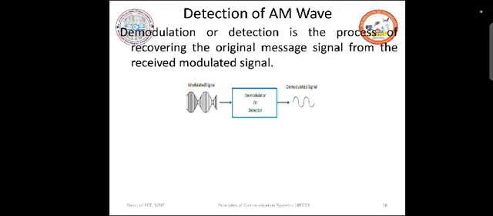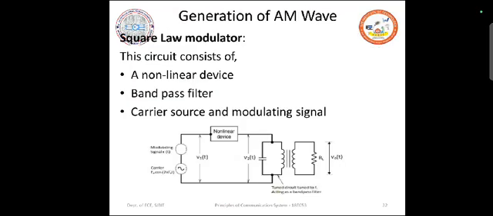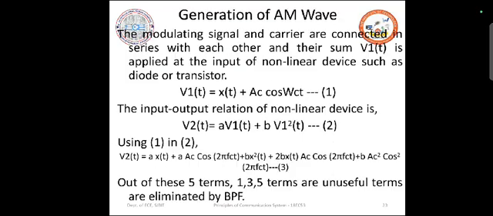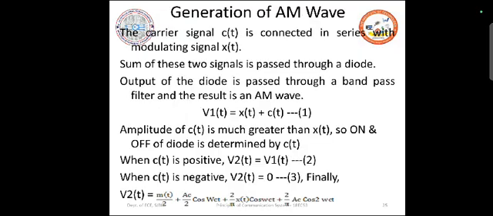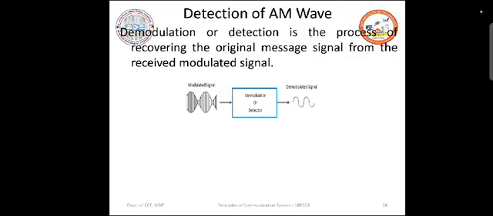Can somebody tell me what kind of modulation is performed there? It is called under modulation. Okay, so once you receive it, a demodulator will detect the modulating signal there, which is called a demodulated signal.